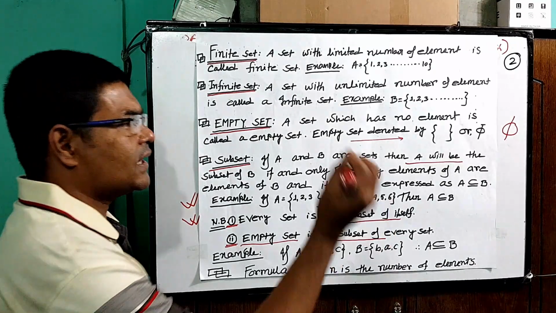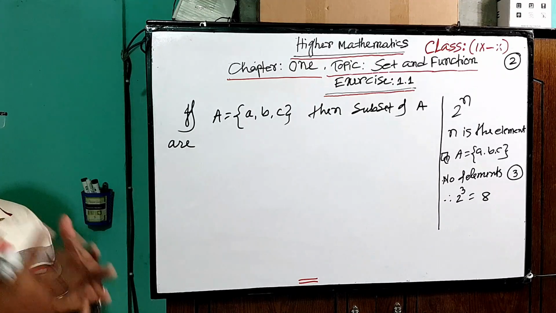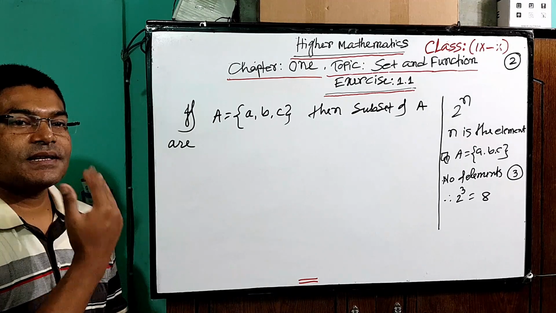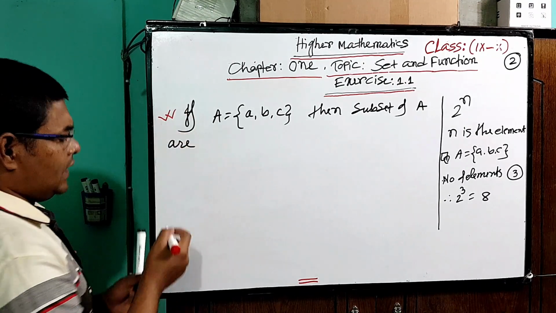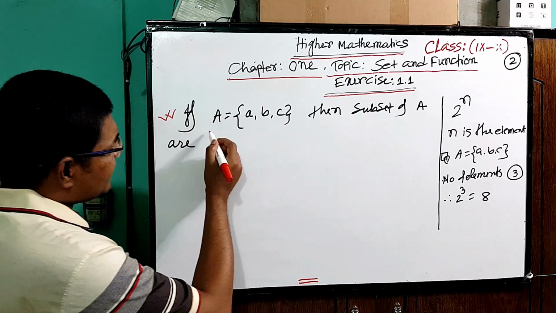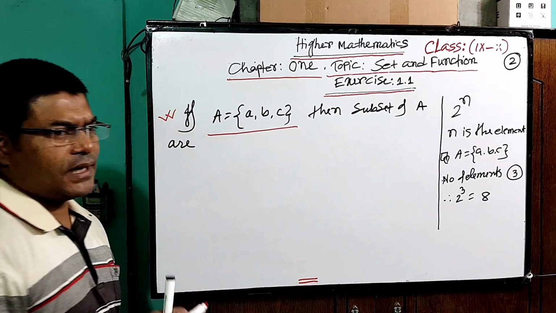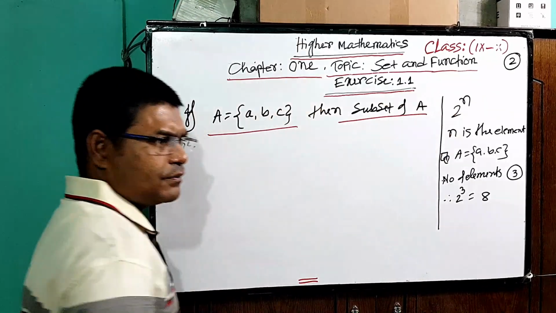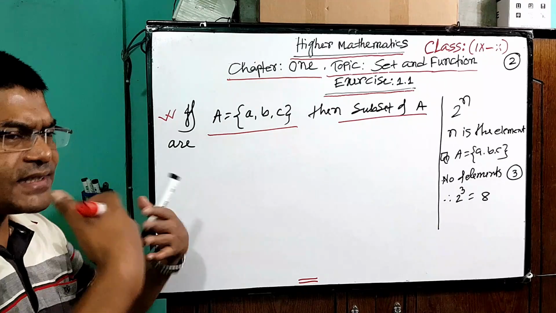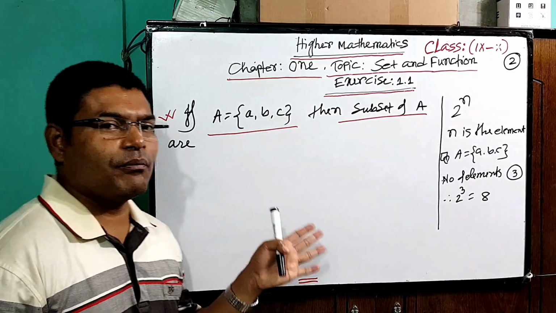Okay, let's come to the board. The students, come to the point, find out the subset. So if A equal to {A, B, C}, then the subsets of A equal to what? How many subsets will come? We have to break it.